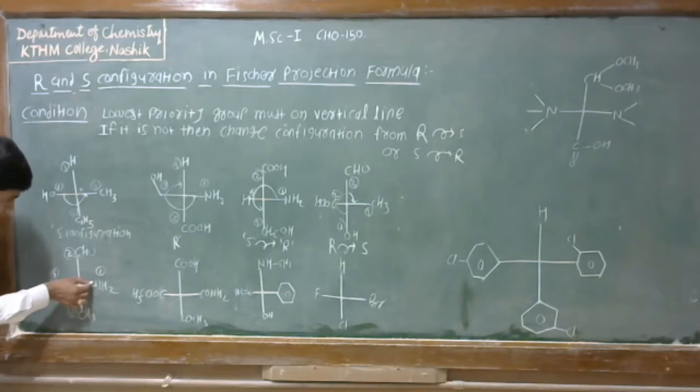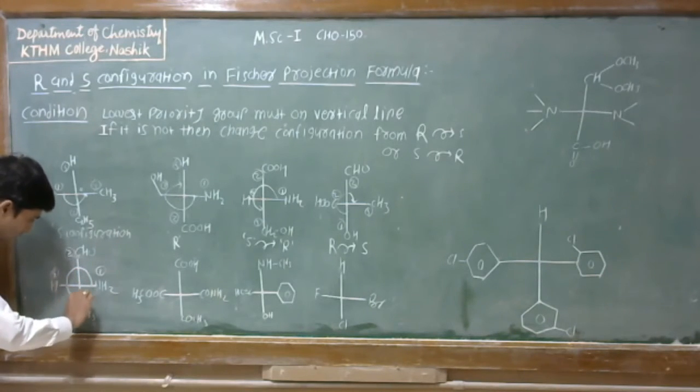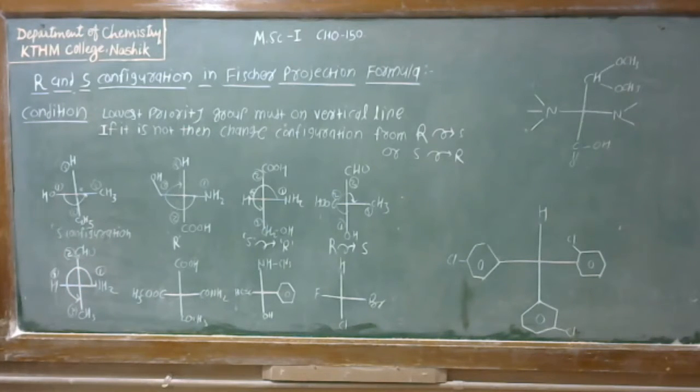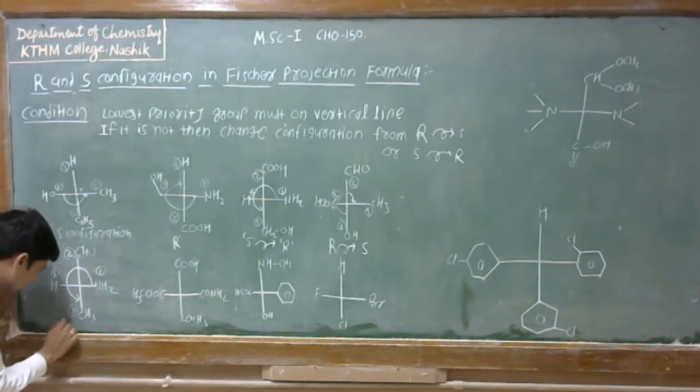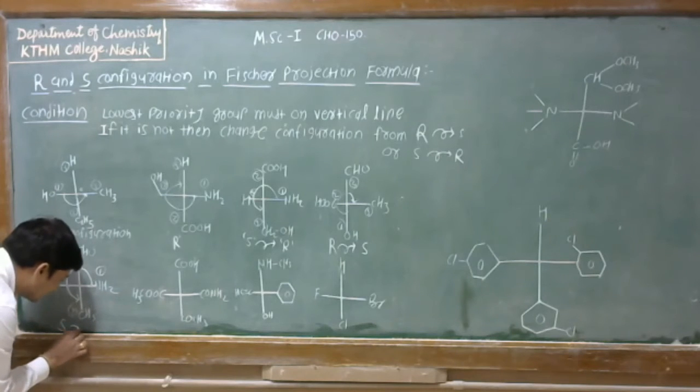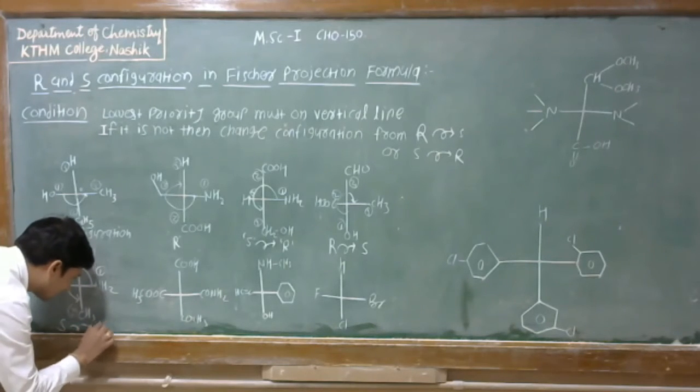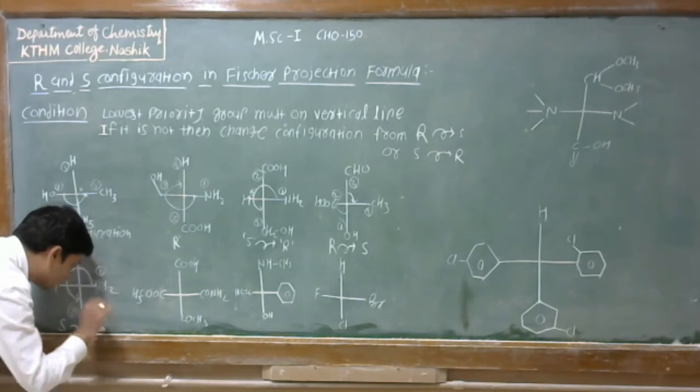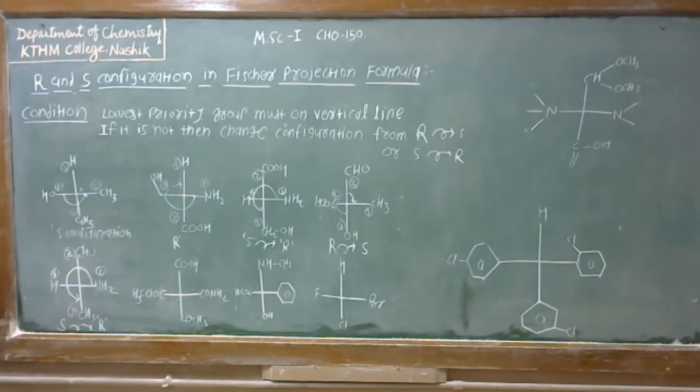So we move from 1 to 2 and 2 to 3 via the 4. We can see here the rotation is anti-clockwise. Hence the configuration should be S, but due to the lowest priority group being on the horizontal line, the S configuration is converted into the R configuration. The actual configuration is the R configuration.